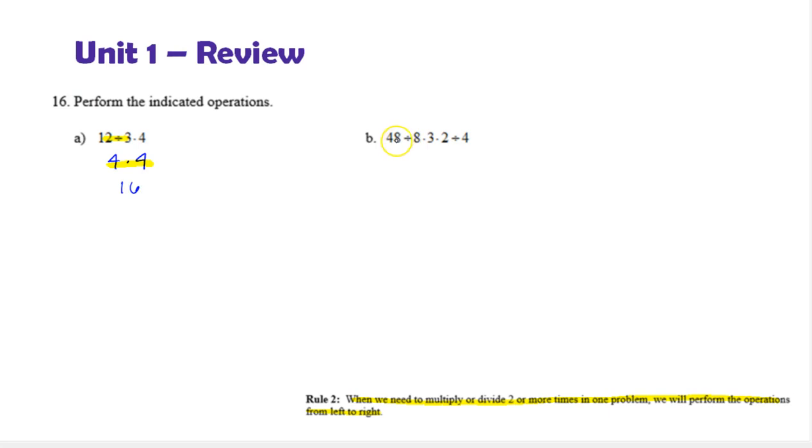Looking at the next one, 48 divided by 8, well, that's 6, and we're going to bring down the rest of the problem. Okay, resist the urge to perform them out of order. Let's do one step at a time. 6 times 3 is 18. Sometimes if you do more than one step at a time, you get it right, but lots of times you get it wrong. So let's just stick with this. 18 times 2 is 36. And 36 divided by 4 is 9.